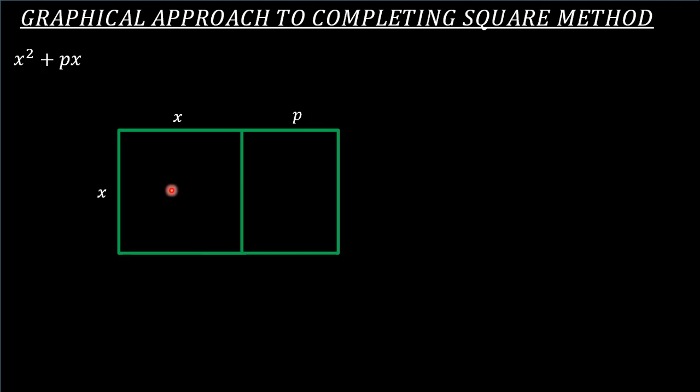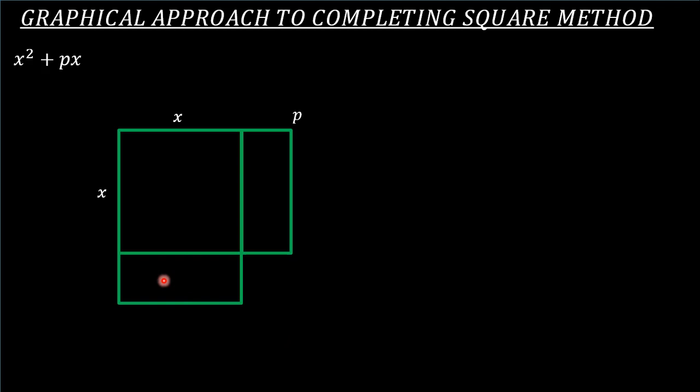Now students, in order to complete a square, we are going to play a trick with it. We will divide this rectangular part of this expression, that is px, into two equal parts. One having the length p by 2 and the second having the length p by 2 as well. However, their width will remain x. So if we do that and place one part of it to the right side of this x square part and one below it, what we are going to get is this form.